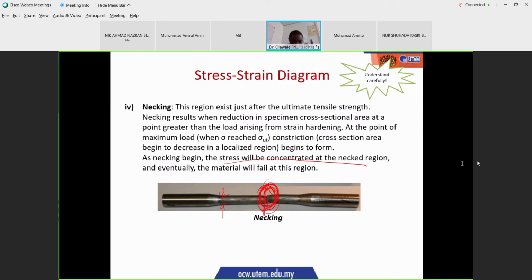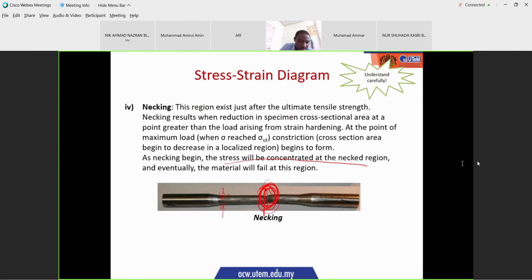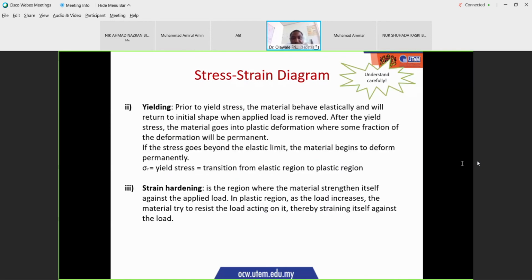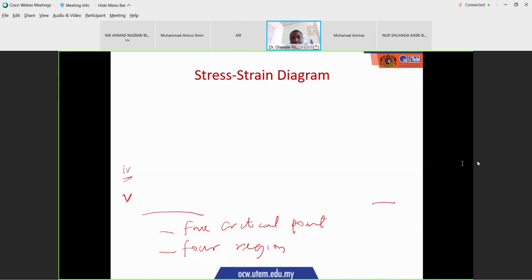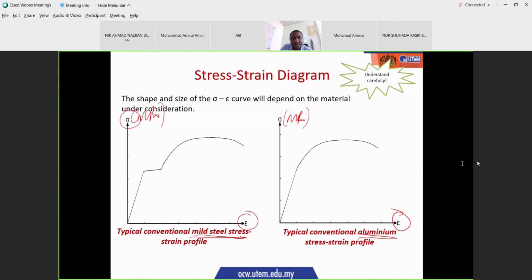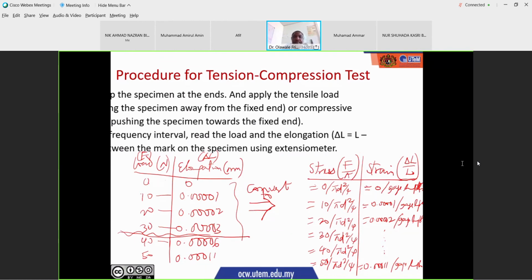Okay. Now I'm going to take you through something a bit different. Now we'll be talking about your stress strain diagram. And if you remember earlier, I did something here. I'm trying to see where I wrote something before now. I think it's okay here.